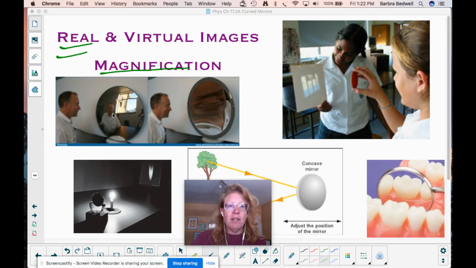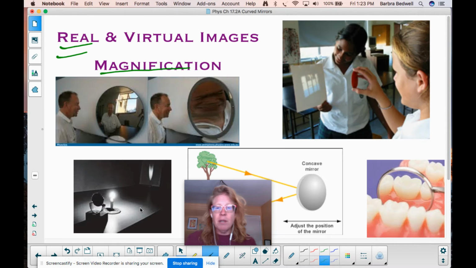If you take a look at the dude in this one, he's reduced. His image looks smaller than the original dude does, versus this one when he's a lot closer, it's quite a bit bigger than the original dude was, or these teeth over here are bigger, they're magnified. So again, two other vocab words as we're dealing with curved mirrors that become important for us: real versus virtual images. Real images are projected onto a screen from real rays, as opposed to virtual images, like in plane mirrors, which are behind the mirror or exist in the mirror, and cannot be projected onto a screen. And then magnification versus reduction. Does something get larger or smaller?